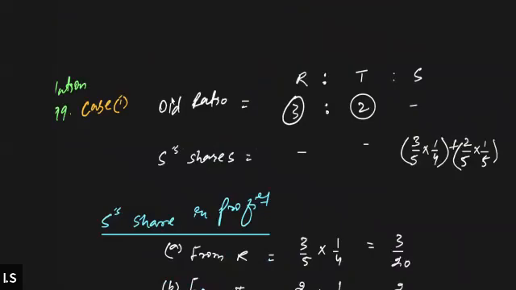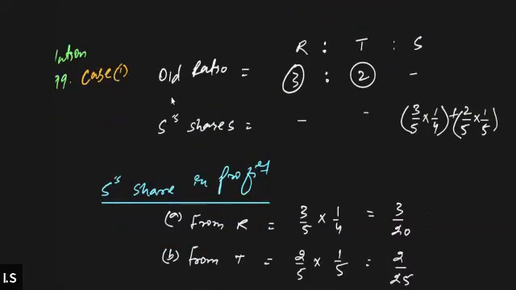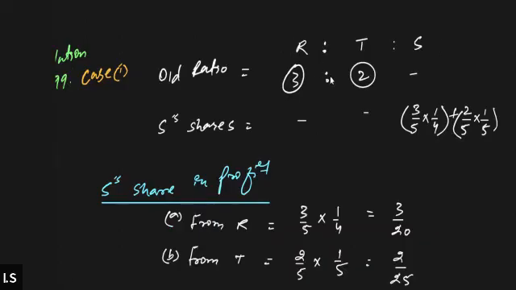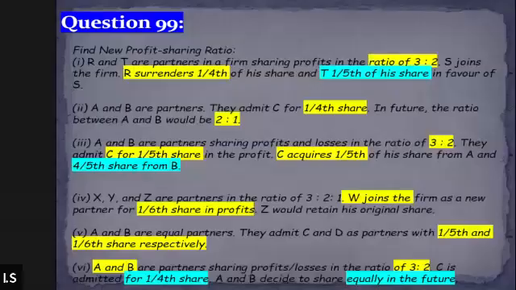First of all, in case 1 of 99, there are two existing partners, R and T, whose profit sharing ratio is already given as 3:2. Now they are introducing one new partner, S, who is being admitted to the partnership. His share is not given in the question, but it is written that R is going to surrender 1/4 of his share in favor of S, and T is going to sacrifice 1/5 of his share in favor of S.